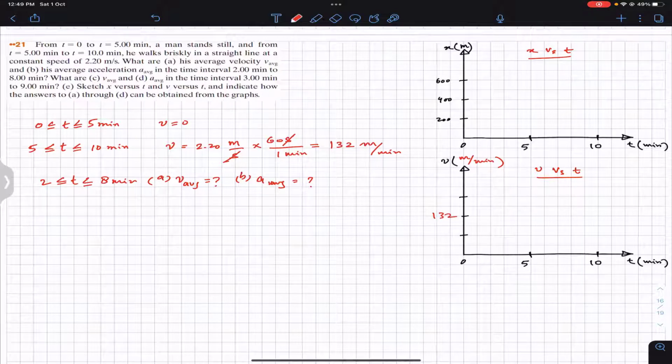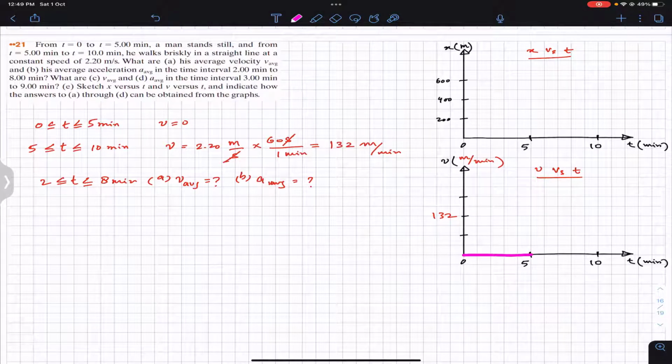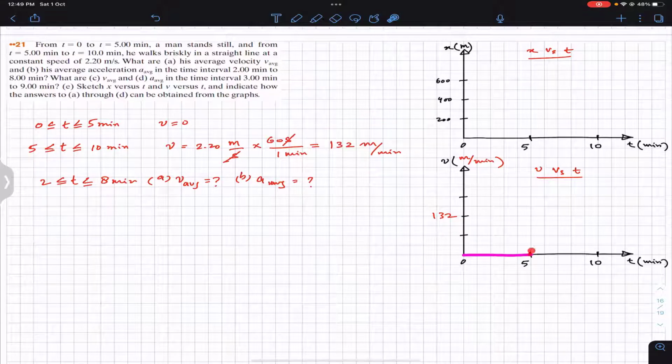Now in the problem statement, from 0 to 5 minutes the man stands still, so his velocity is equal to 0 for this interval. Let me plot this. From 0 to 5 the velocity is 0, and then from 5 to 10 minutes the velocity is 132, and the velocity remains constant from 5 to 10 minutes, like this. Then we will have a rise until 10 minutes. We will have the graph like this.